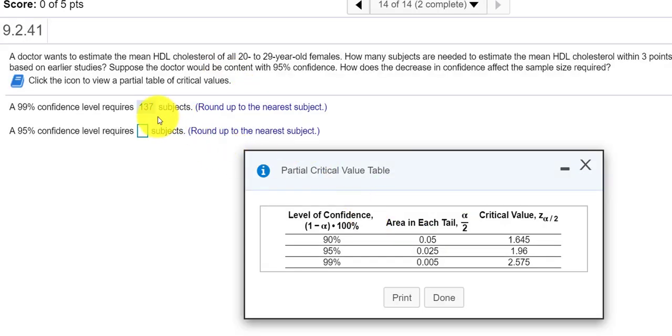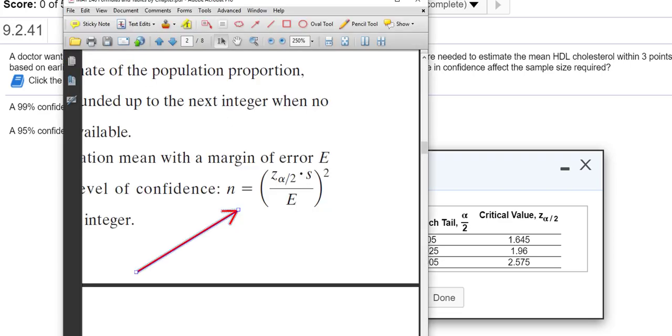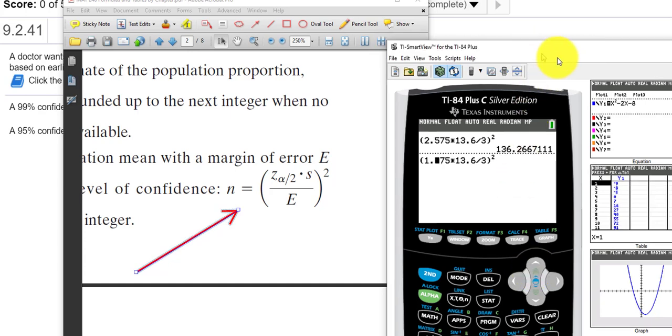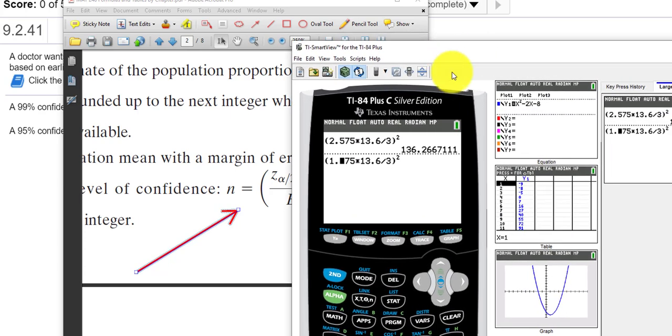Now they ask me to repeat the same task, but at a 95% confidence level. So instead of using 2.575, I'm going to use 1.96. Let's open up that formula sheet and my calculator again. If I press second enter, it brings up the last thing I did. So I just want to change this 2.575 to the new value, 1.96.